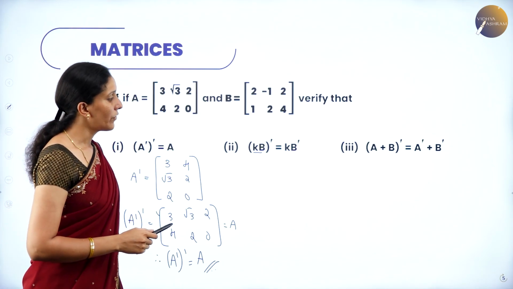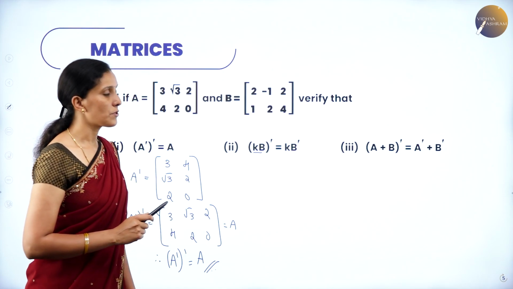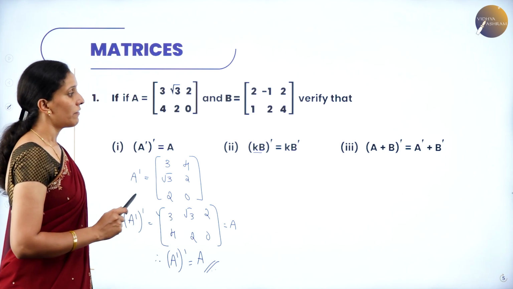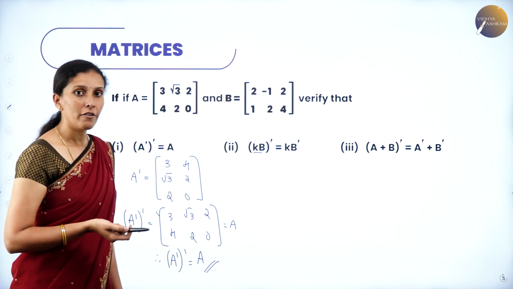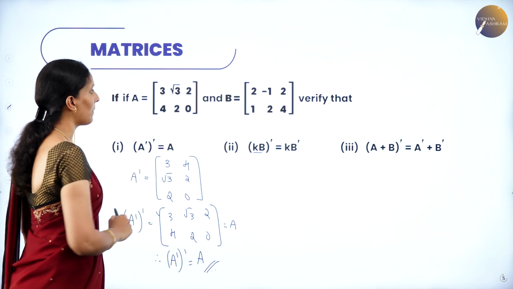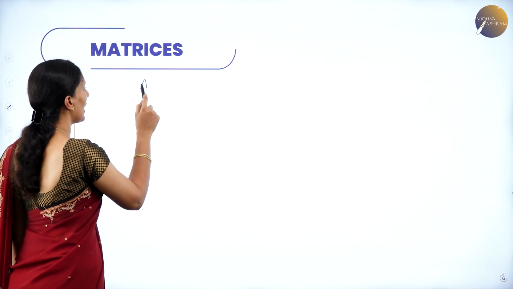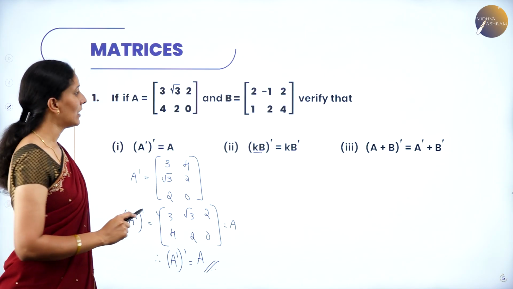Now next we have to show that (A plus B) whole transpose is equal to A transpose plus B transpose. First let us find A transpose and B transpose, or we can also first find A plus B and then take the transpose. If you add A plus B, what will you get? So A plus B means adding these two.